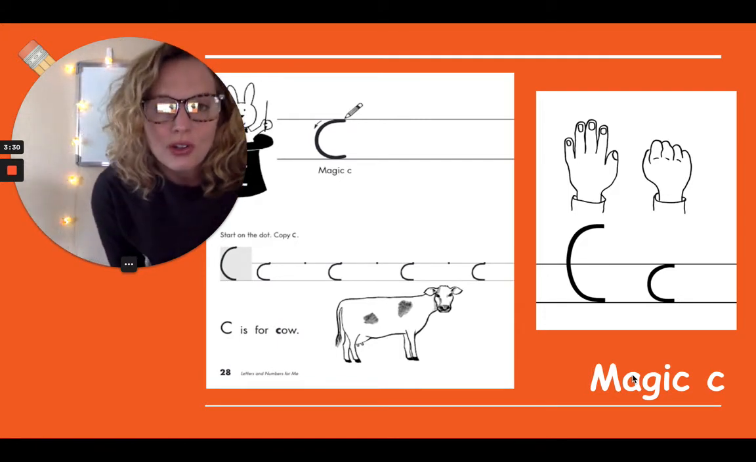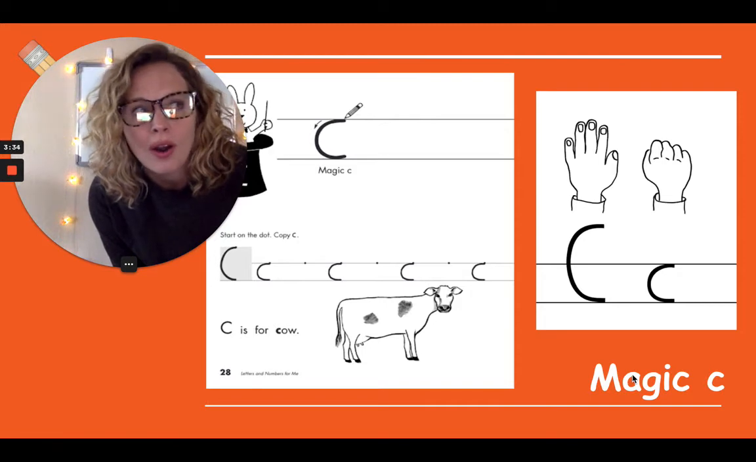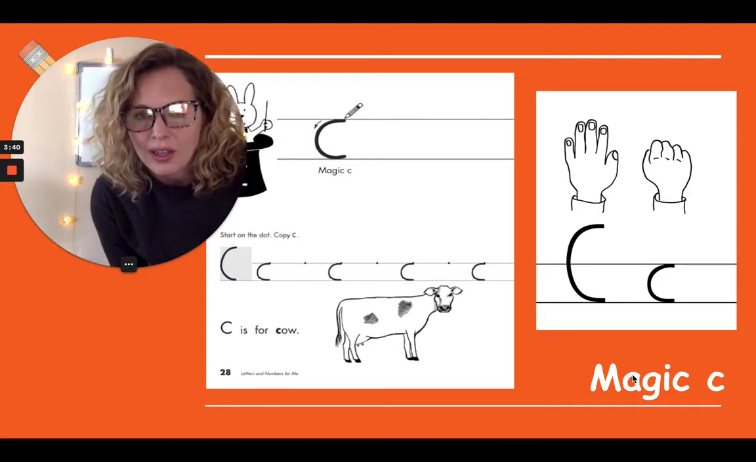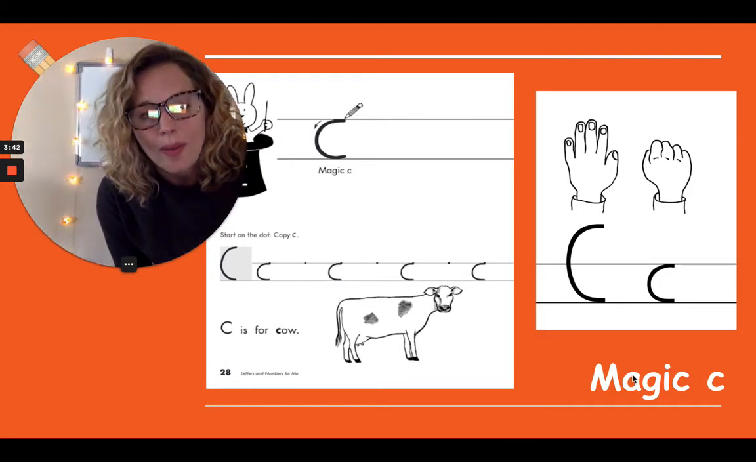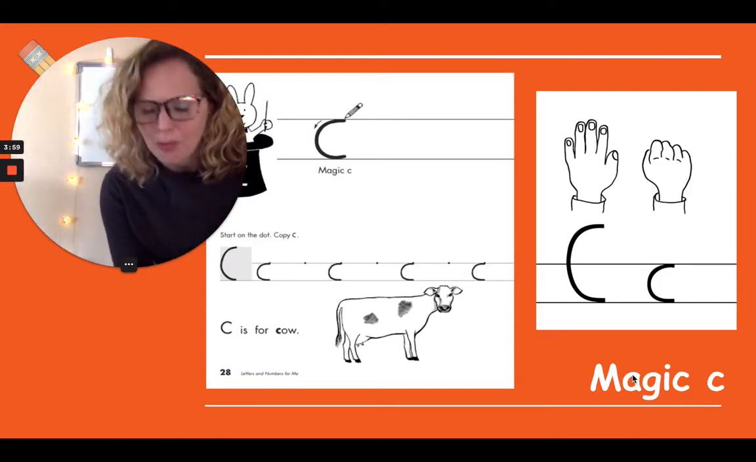So I want for you to go grab a piece of paper or your writing notebook or a whiteboard and a pencil or marker, okay? Because we're going to practice writing our magic C. All right? Remember, you can press the pause button, which looks like this, if you need more time. All right, so go grab your supplies and then come right back.